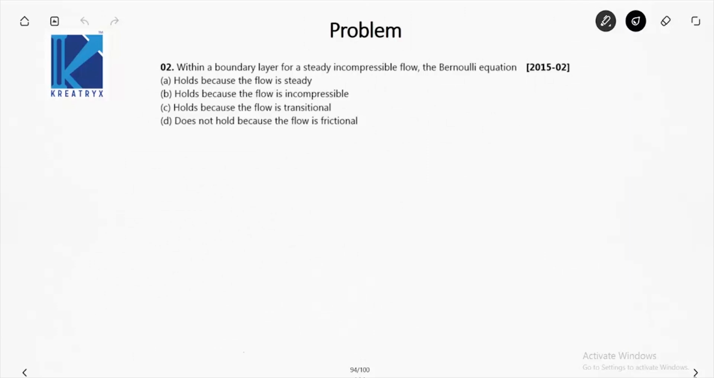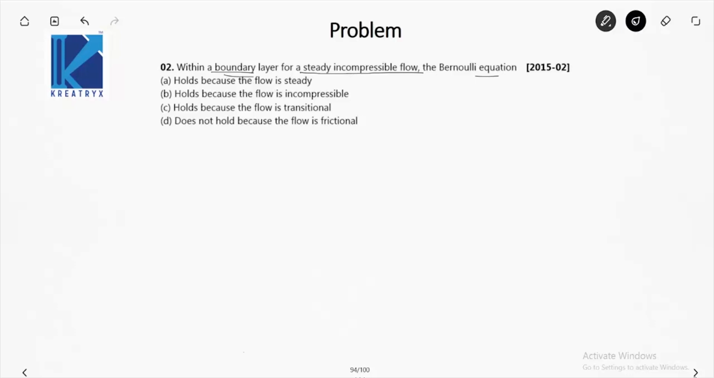Within a boundary layer for a steady incompressible flow, the Bernoulli's equation. This question is based on your concepts, on your basics. Do try it once before seeing the solution. Given that within a boundary layer for a steady incompressible flow, Bernoulli's equation will hold, will not hold, or whatever the options are. Do try it once before seeing the solution. So if you have solved this question, let me tell you that inside the boundary layer the flow is viscous.